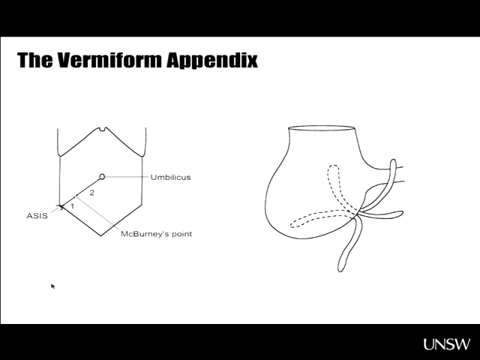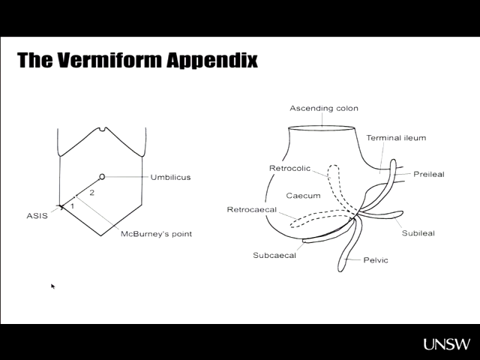So we have a variety of positions that the appendix can adopt. It can be behind the colon, retrocolic, or behind the cecum, retrocecal. It can actually extend down into the pelvis. It can be in a pelvic position. It can be below the cecum. It can be below the ileum. It can even be above the ileum. So all of these positions have slightly different symptoms and signs.